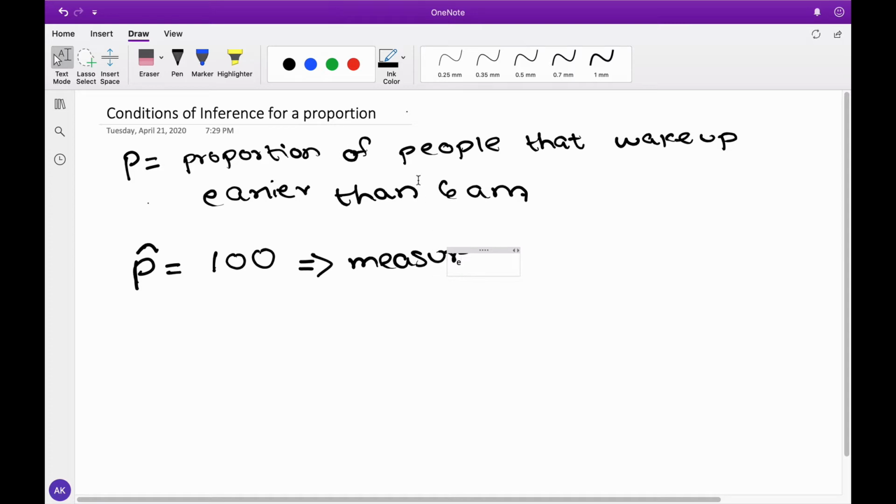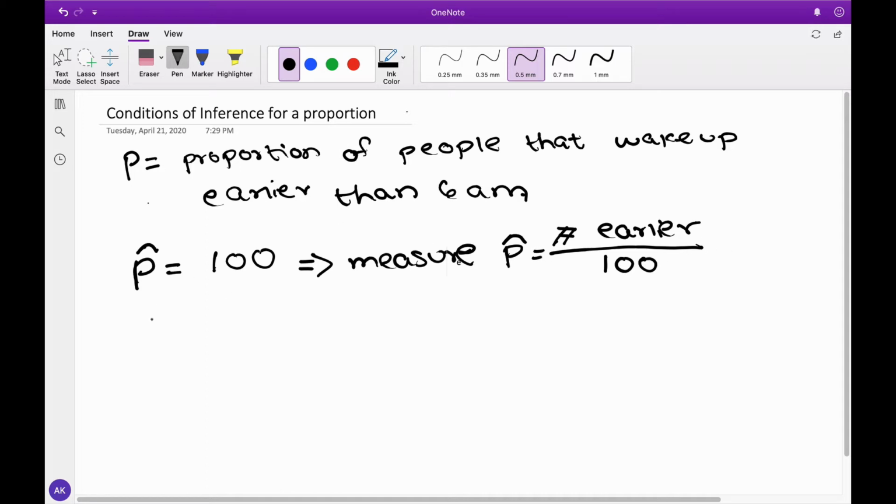We measure the proportion by calculating the number of people that woke up earlier than 6 a.m. divided by the 100 people that we surveyed. And based on that number, we can generate a sample proportion, the proportion for this sample. So that's where this hat comes into play. This is known as our sample proportion.